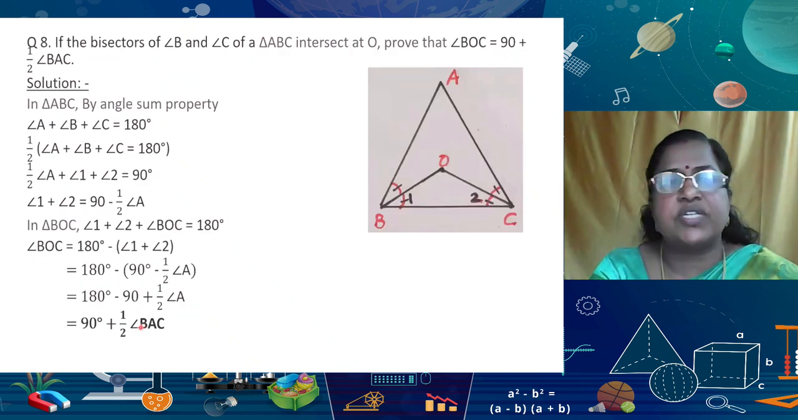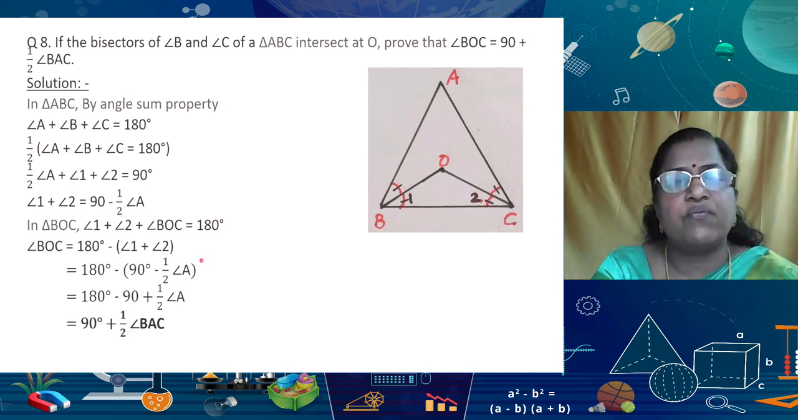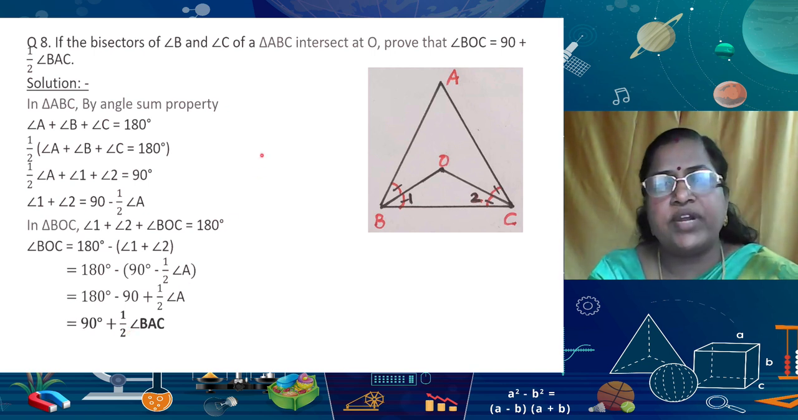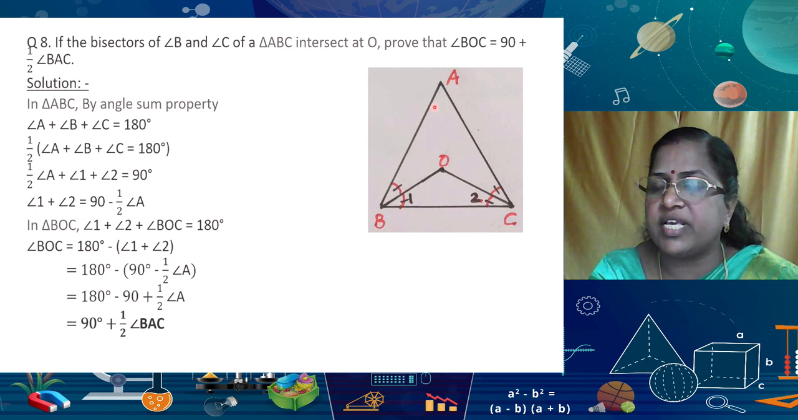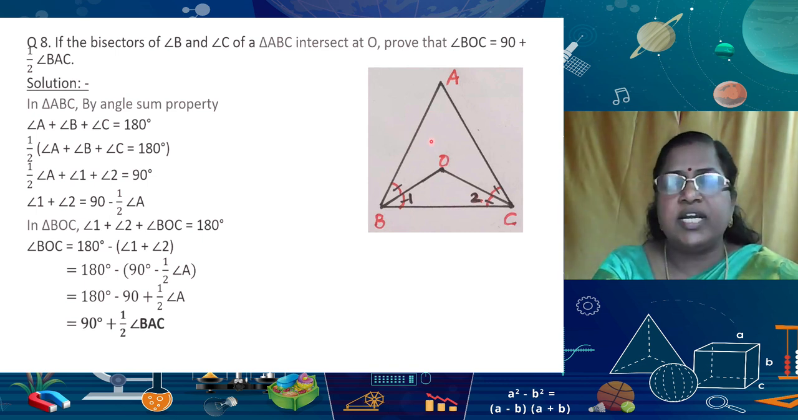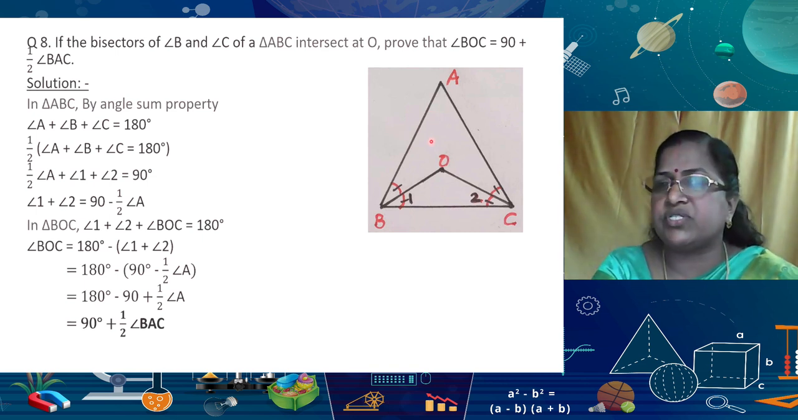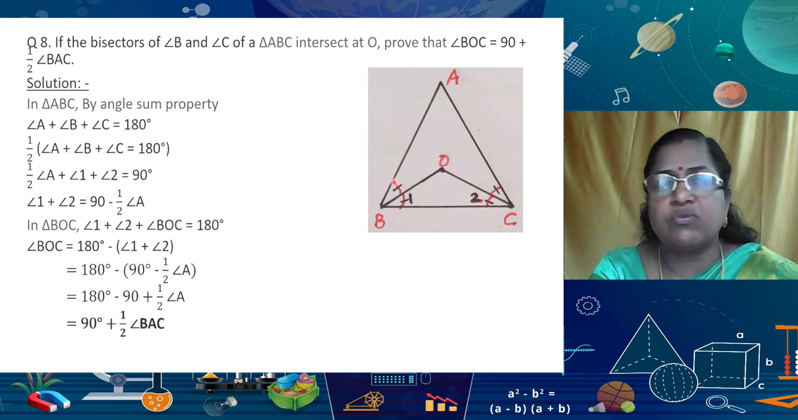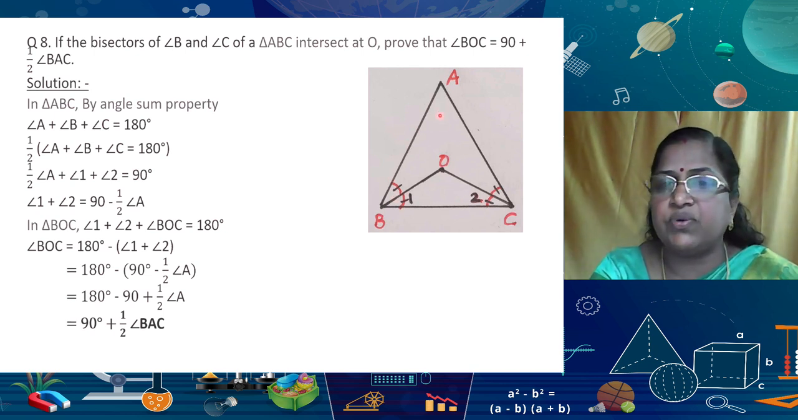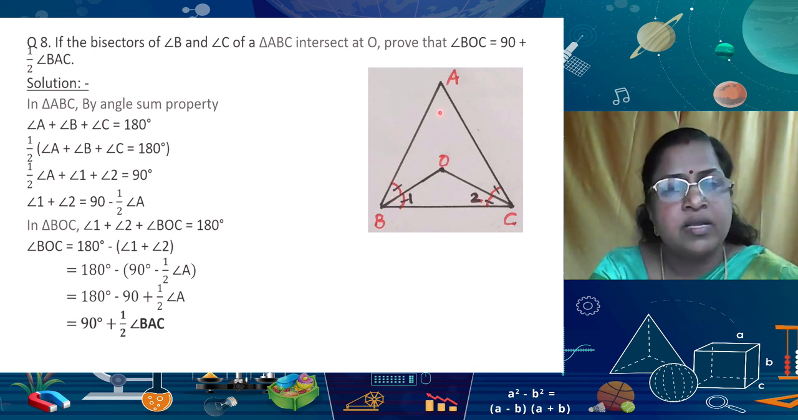So in the next question, if the bisectors of angle B and C of a triangle ABC intersect at O, prove that angle BOC equal to 90 plus half of angle BAC. This kind of relation we have done just before one question, but those were exterior angles of a triangle. Here we are bisecting interior angles of a triangle. So the relation is angle BOC is equal to 90 plus half of angle BAC.